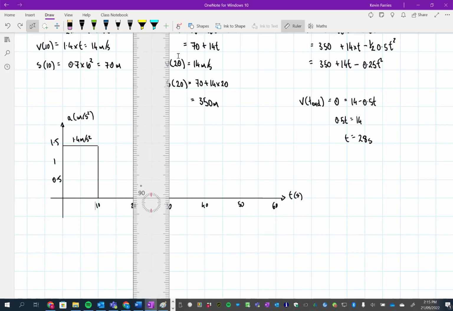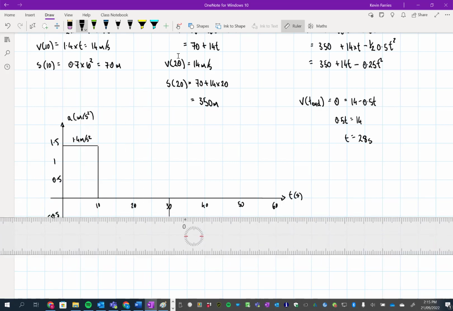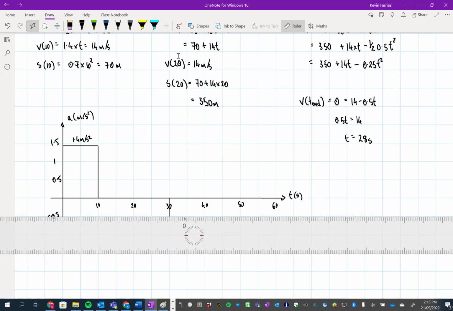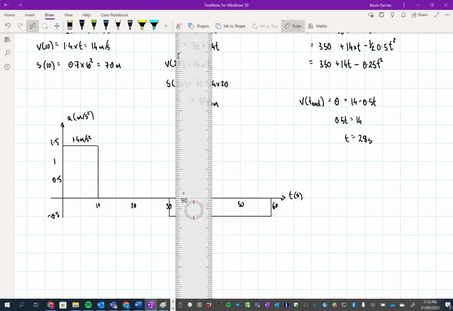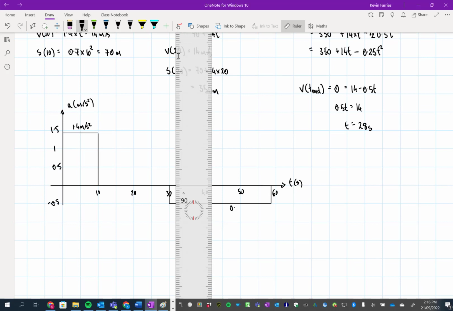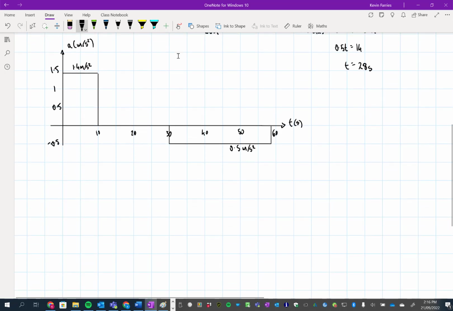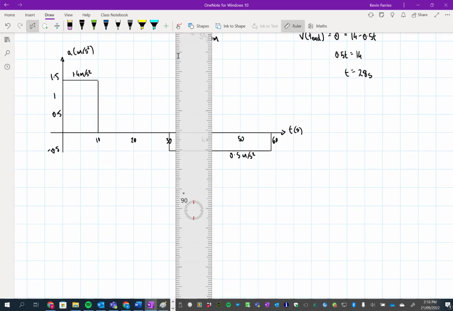Then the acceleration for the last stage is minus 0.5 meters per second squared. And then it's going to keep going like that for 28 seconds. So we're going to get all the way to 58, which is going to be here somewhere. And then it's going to drop back to 0, because the car is going to stop. And so this is 0.5 meters per second squared. Okay, then we want to do velocity next.